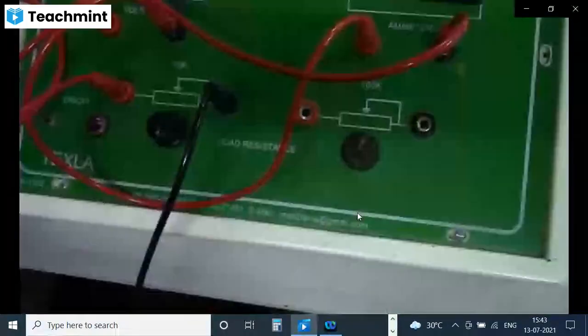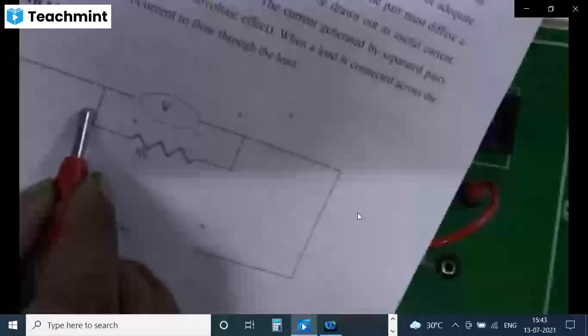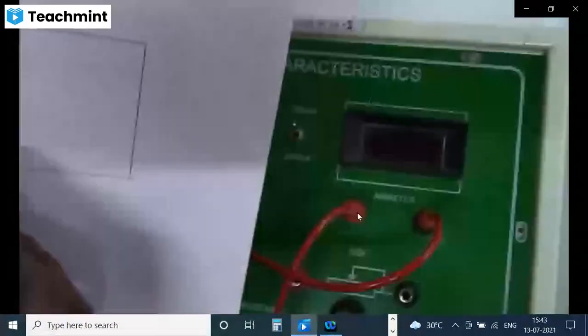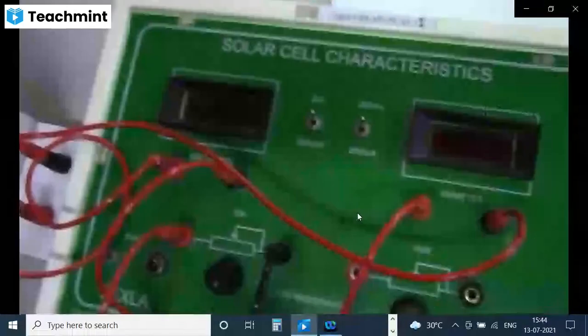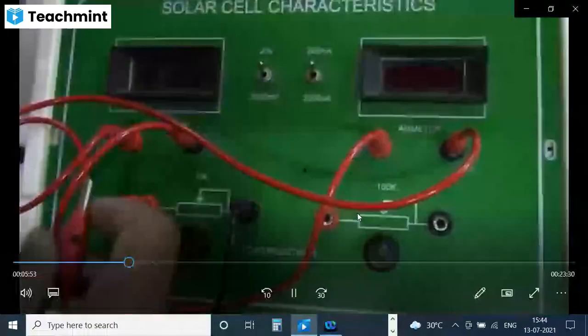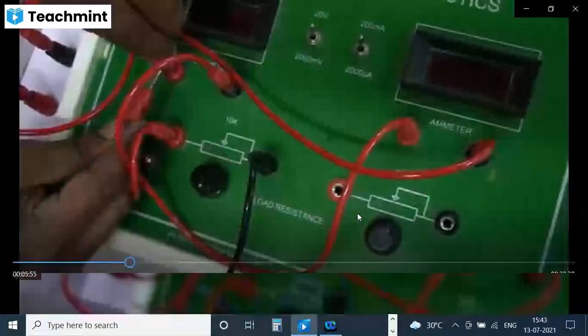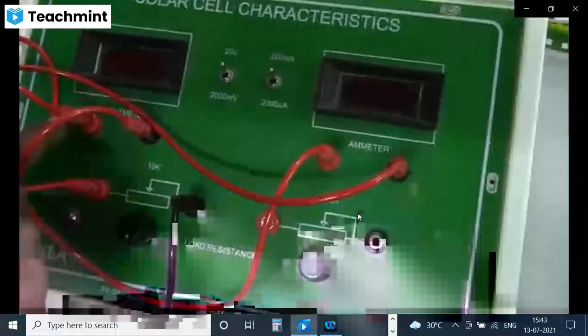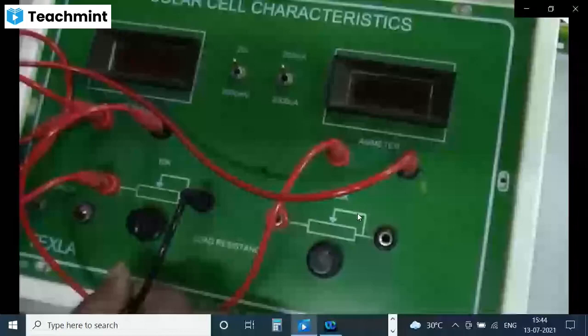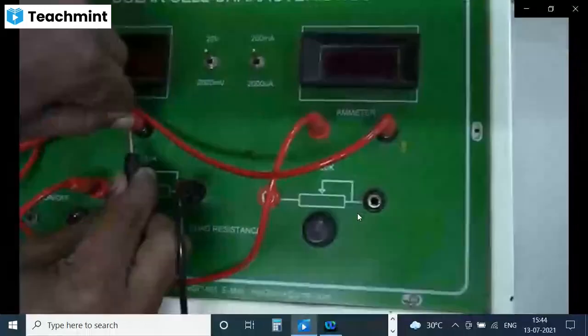So the load resistance is connected to the voltmeter positive terminal at one end, and the other end of the load resistance is connected to the voltmeter negative terminal.